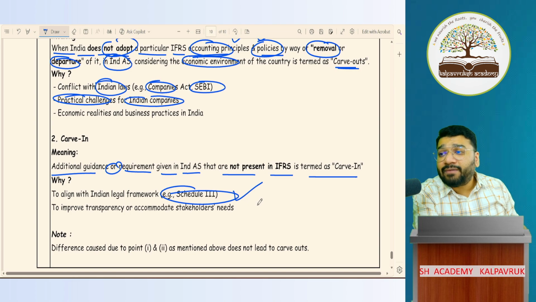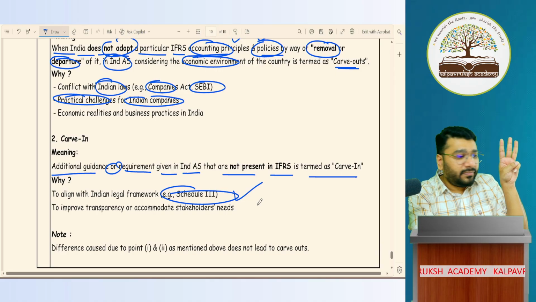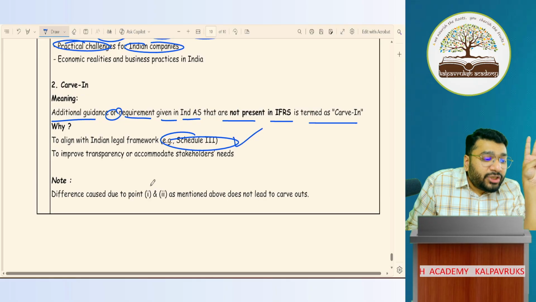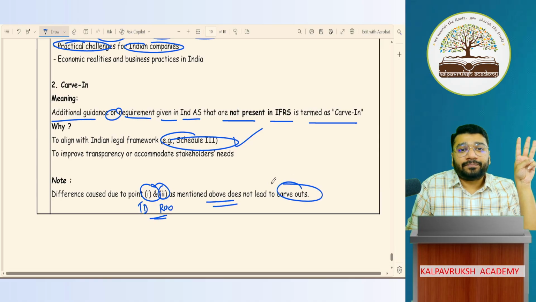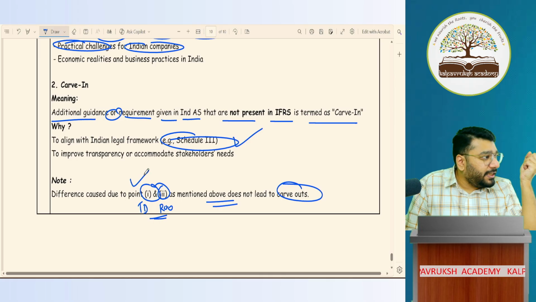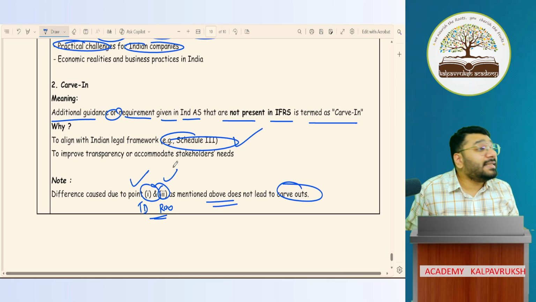So how many differences are we talking about? 3 differences. First is terminology difference. Second is removal of options. Third is complying with the economic environment of the country, right? The first 2 options we discussed, terminology difference and removal of option, do not lead to carve out. Just because you had a different terminology, or because you have reduced the choices of the option, it does not mean it is a carve out.